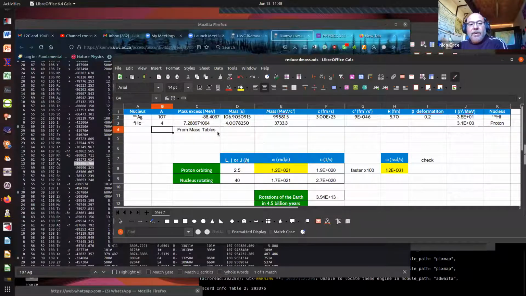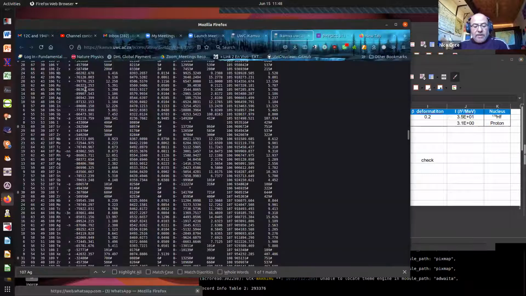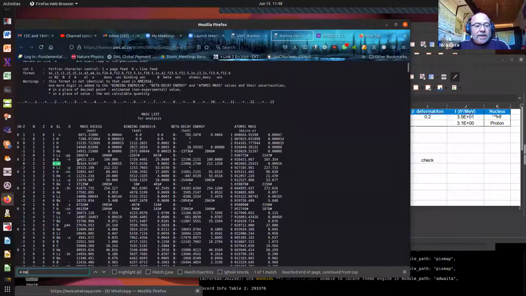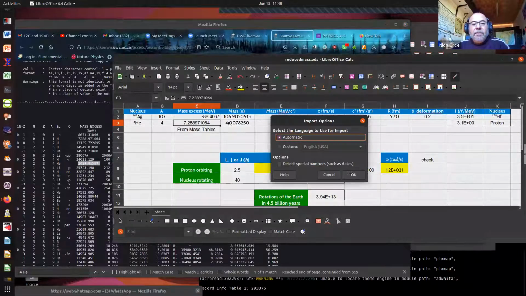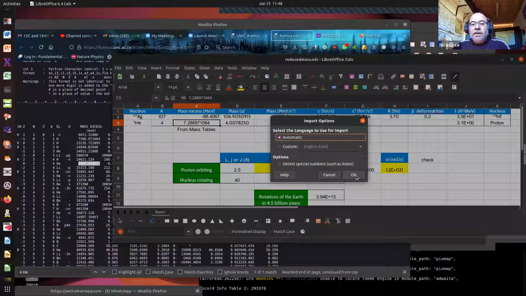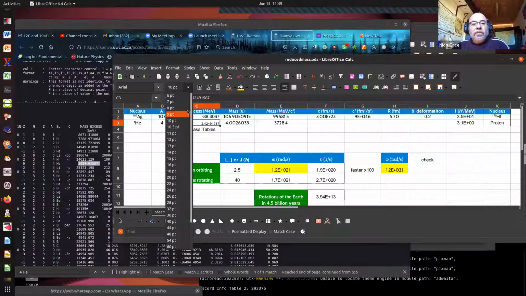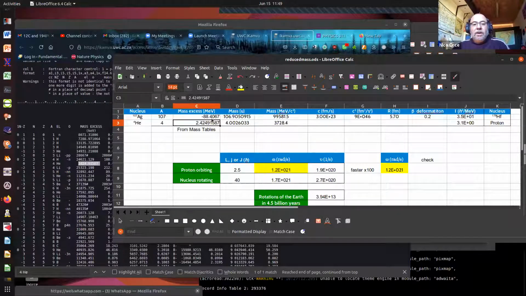And here for the alpha particle, we can also go to our table and say 4 helium, and this is our excess mass right here. We can put it right there and say okay, and then we're going to multiply by 1,000. I'm going to make it the same thing. All right. So then here we have the atomic mass for the helium-4.